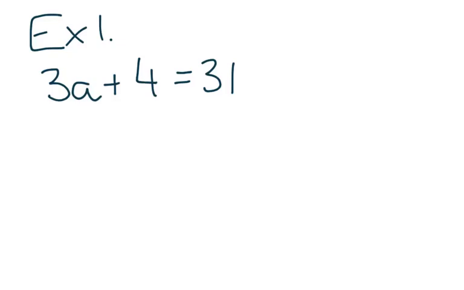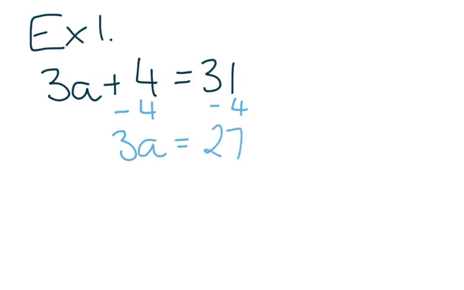Okay, so for our first example, it's just a really simple one. 3 times a number plus 4 equals 31. So remember, we talked about what was said last is what we get rid of first. So we did 3 times a plus 4. So the first thing we're going to do, and we do the reverse, is take away 4. So we're left with 3a equals 27.